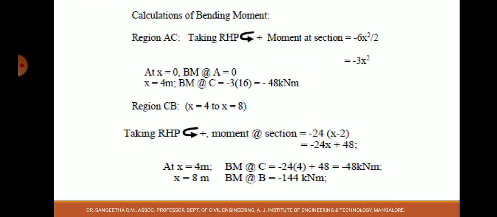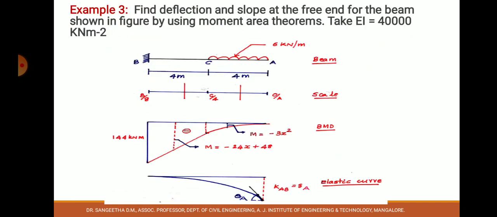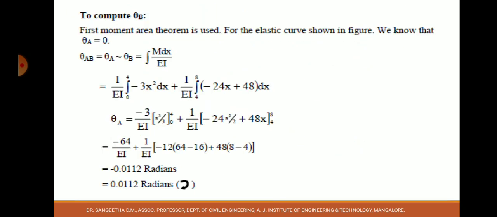So theta A means integral of M by EI diagram between AB, that is 0 to 4, minus 3x square into dx, plus 1 by EI from 4 to 8. For each curve you have a different equation. So use that equation as an integral form with the particular limits, simplify it, solve it. That gives the theta A. Minus 3 by EI, x square integration is x cube by 3, you can see here.